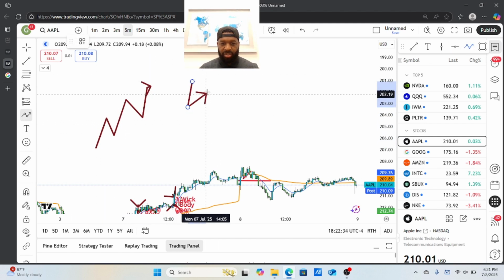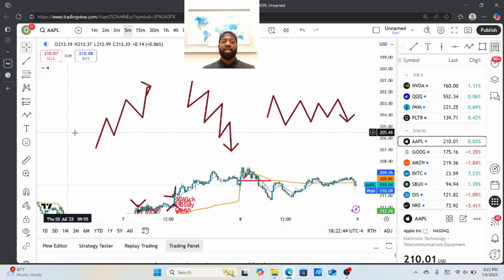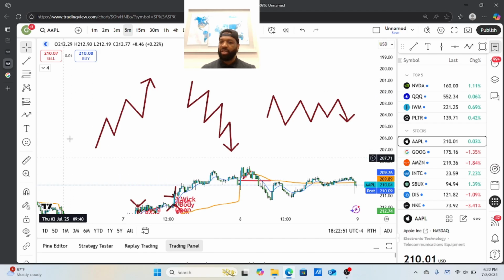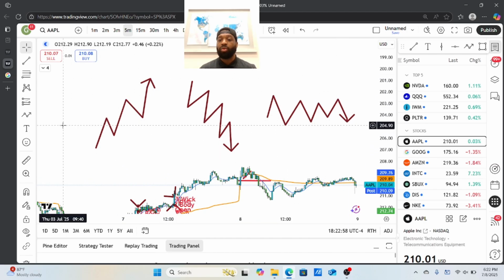If you can't tell me exactly what this trend is and what this trend is and what this trend is, right? If you can't tell me what those 3 trends are, you should not be taking any trades at all. Definitely not live. Most definitely not live. If you can't tell me what this is, or this is, or this is, or you can't tell me all 3, you absolutely do not need to be taking any trades.